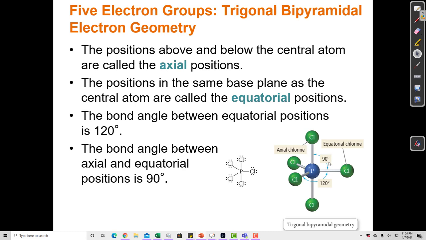So this is called trigonal bipyramidal because if we were to draw the lines between all of these chlorine atoms here, we would make a shape that looks like it has two pyramids. So bipyramidal means two pyramids.